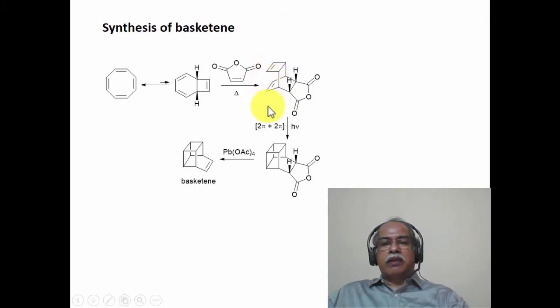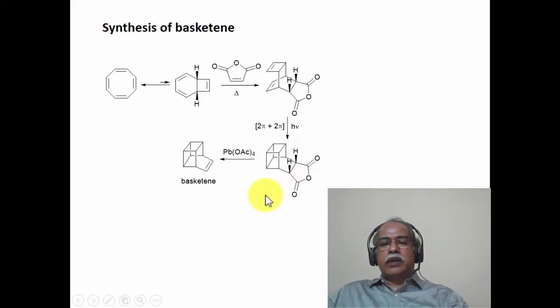So they undergo a very facile 2pi cycloaddition reaction under photochemical condition. So the first step, Diels Alder reaction, is a 4pi suprafacial 2pi suprafacial cycloaddition reaction. The second stage is a photochemical 2pi suprafacial 2pi suprafacial cycloaddition. Such a cycloaddition essentially builds this cubane structure in this molecule.